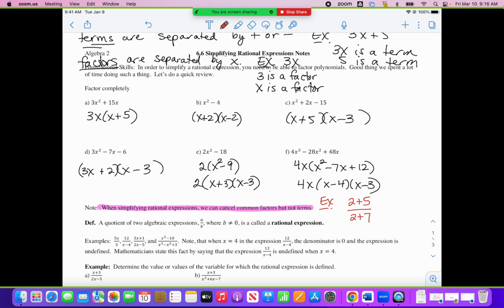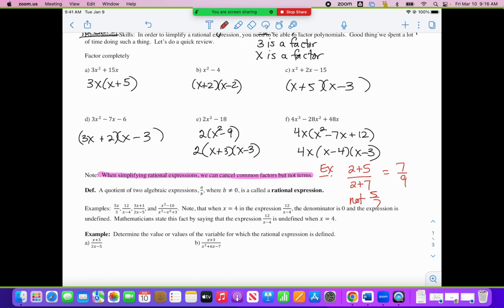So that means I can't cancel x's. If the 2's were actually x's, I can't cancel them. Because do you understand that a variable holds the place of a number? An x just holds the place for a number. So if I can't do it with a number, I can't do it with that letter. So this is 7 over 9, not 5 over 7, like if you wanted to cancel those 2's. I cannot cancel terms.